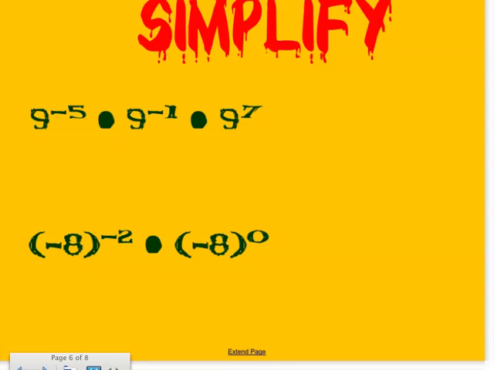All right, try these ones on your own, then we'll go over the answers. Again, try and get rid of all the exponents in your final answer.